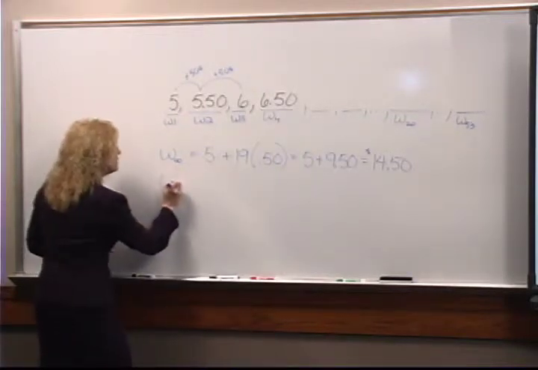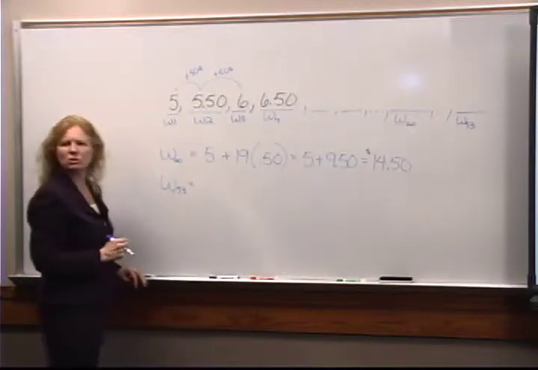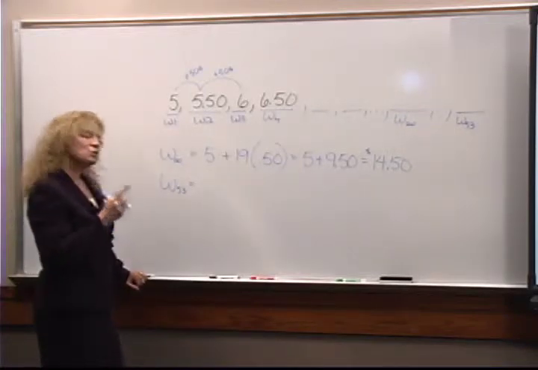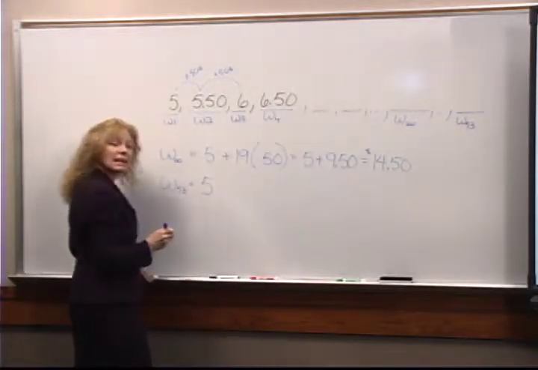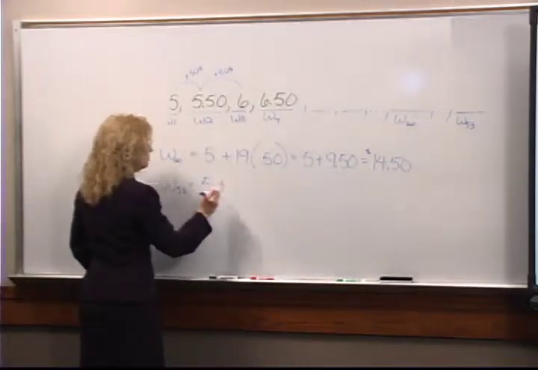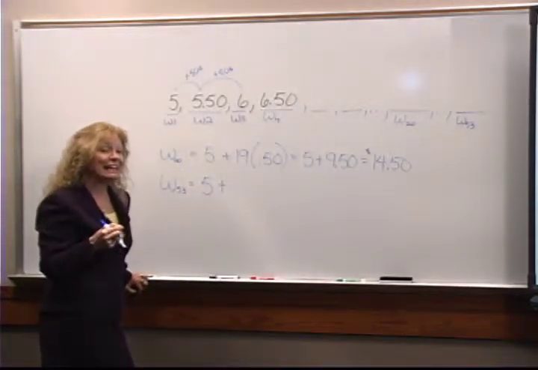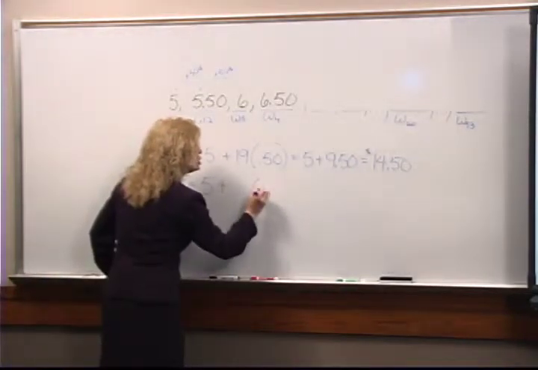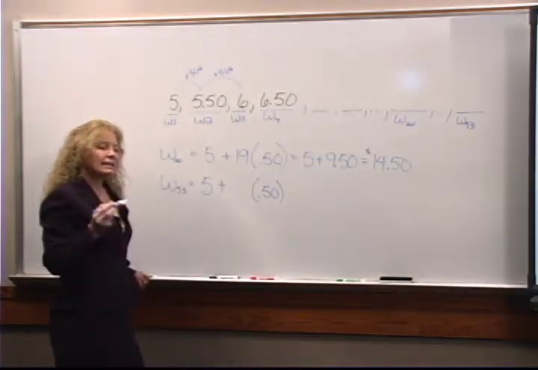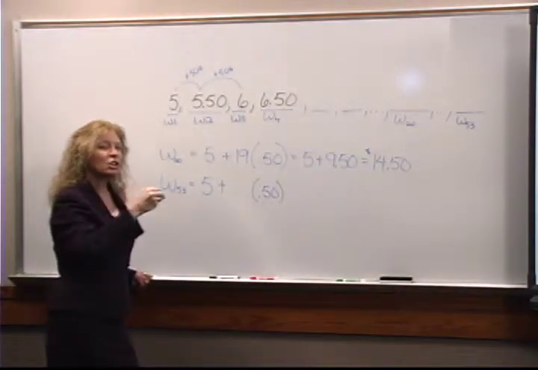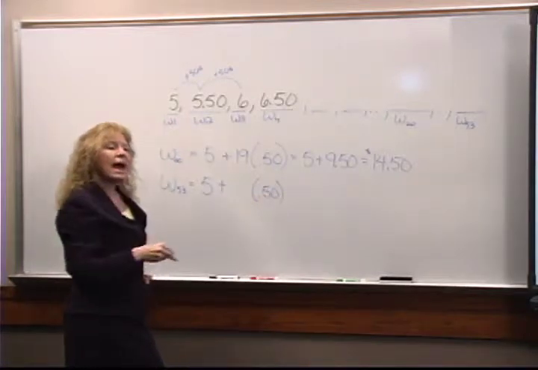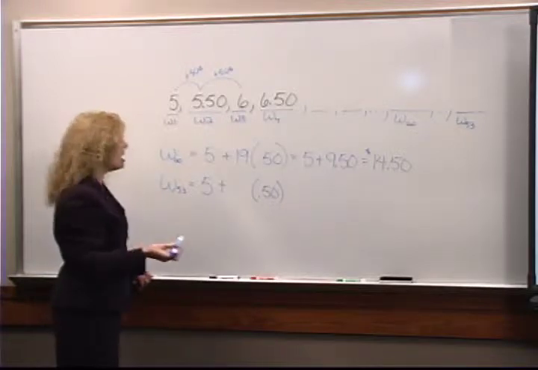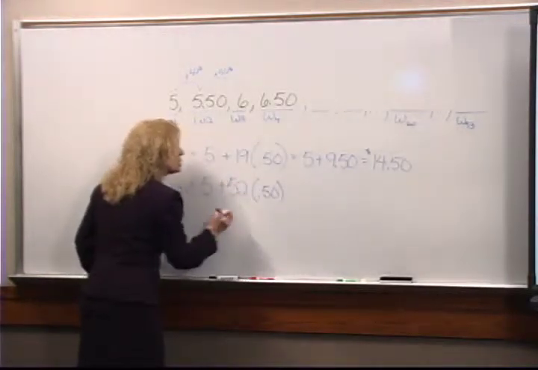So to get week 53, I sure don't want to write out the first 52. I could, but who wants to? So I'm starting at $5. And then I'm adding on. Now, how much am I adding each time? I'm adding 50 cents each time. Now to get to the 53rd term out there, how many times will I have to add on the 50 cents? I'll have to add it 52 times.